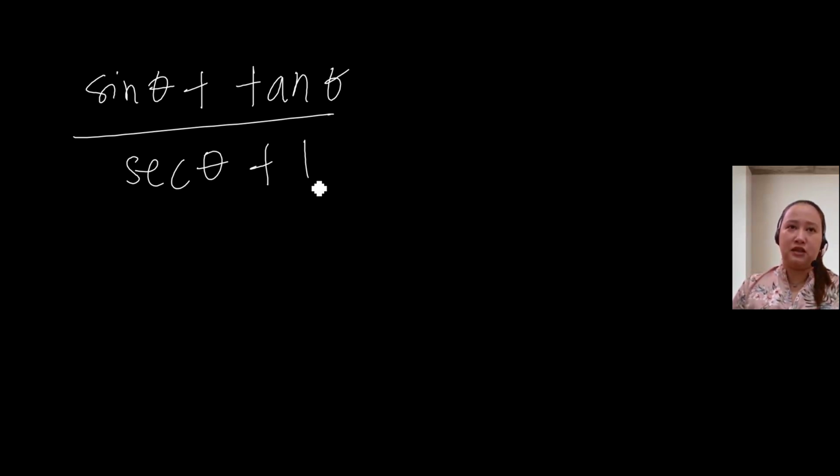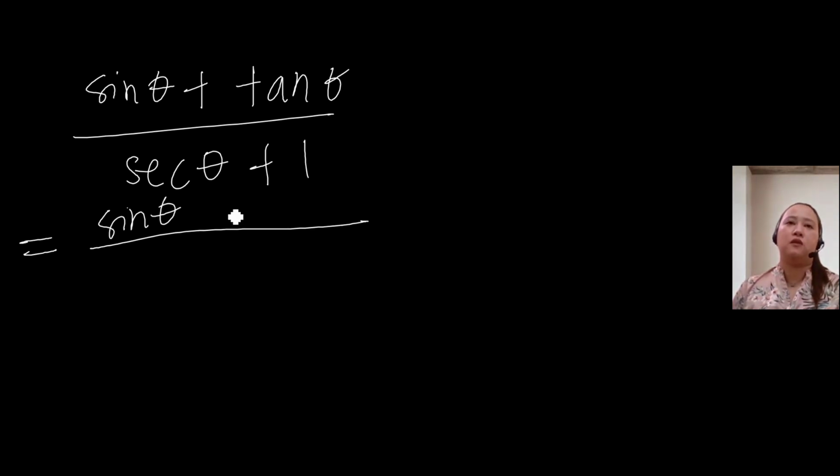Okay, so let us solve for the second. We have sine theta plus tangent theta over secant theta plus 1. The first thing that you need to do is to write all trigonometric functions in terms of sine or cosine or both. On the numerator, we have here sine theta, so it is already okay. And then tangent theta.